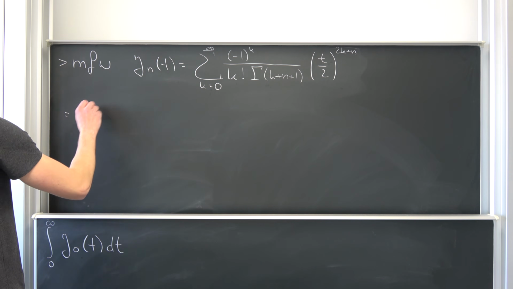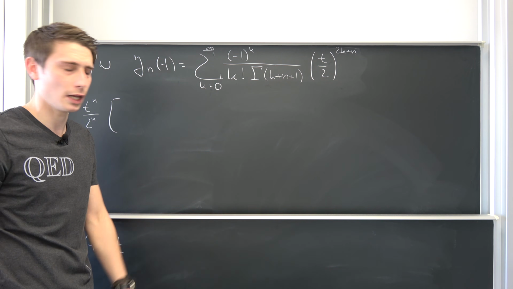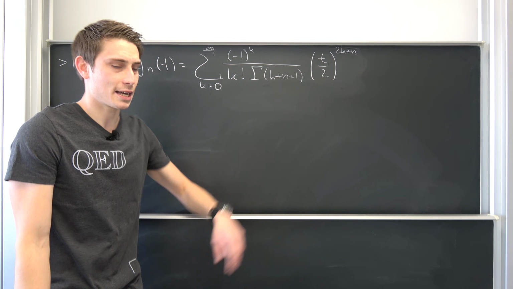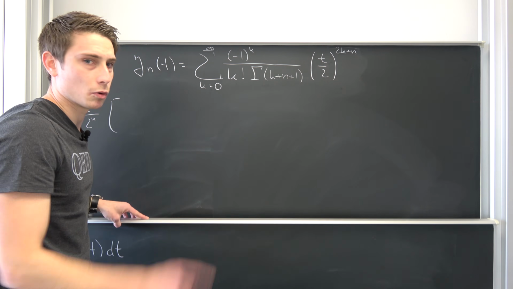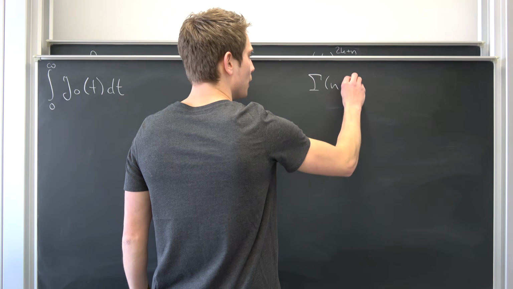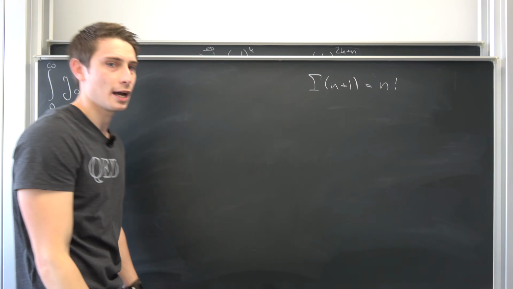So at first we have t to the nth power over 2 to the nth power times a lot of trash. We have this gamma function right here, and I want you to remember one little property of the gamma function. If we have gamma of n plus 1, we can interpret this as n factorial. That's just by definition how it is.